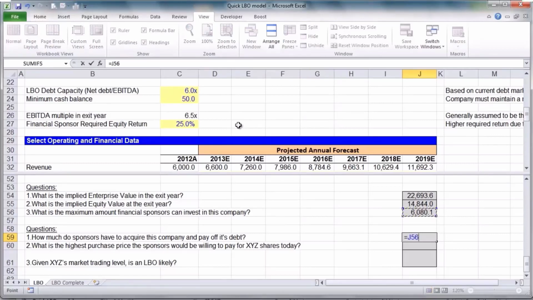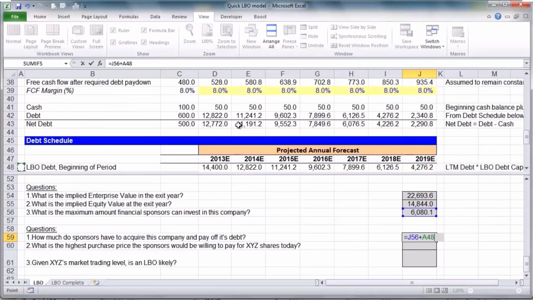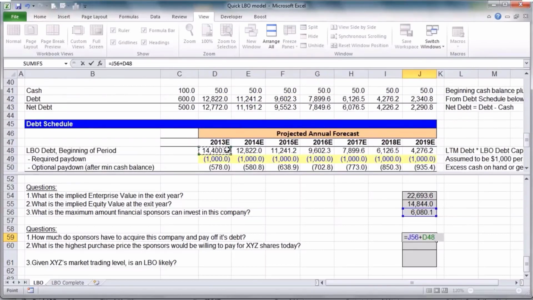We can put in $6.1 billion of our own cash as equity. And from an earlier video, we determined that we were going to borrow $14.4 billion. So the equity we put in plus the $14.4 that we borrow, we can put in nearly $20.5 billion. That's how much money we have today, again, to acquire the company and pay off its debt.